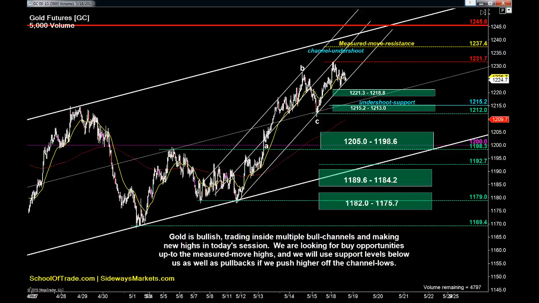Stay to the bull side right now. Keep looking for the buys here on gold. But again, unless we just take off to the upside here, I would imagine stay patient here, waiting for those buying opportunities at those support levels, especially 15.2.